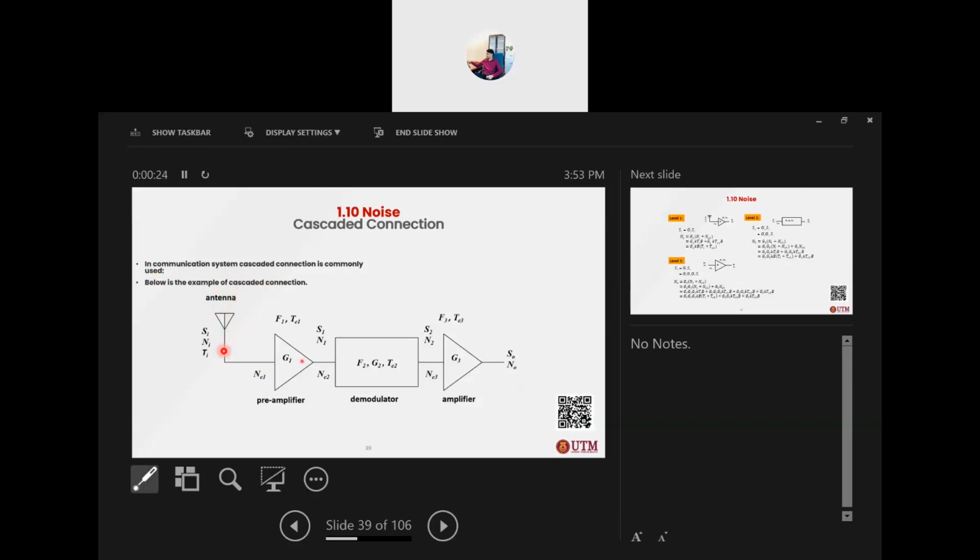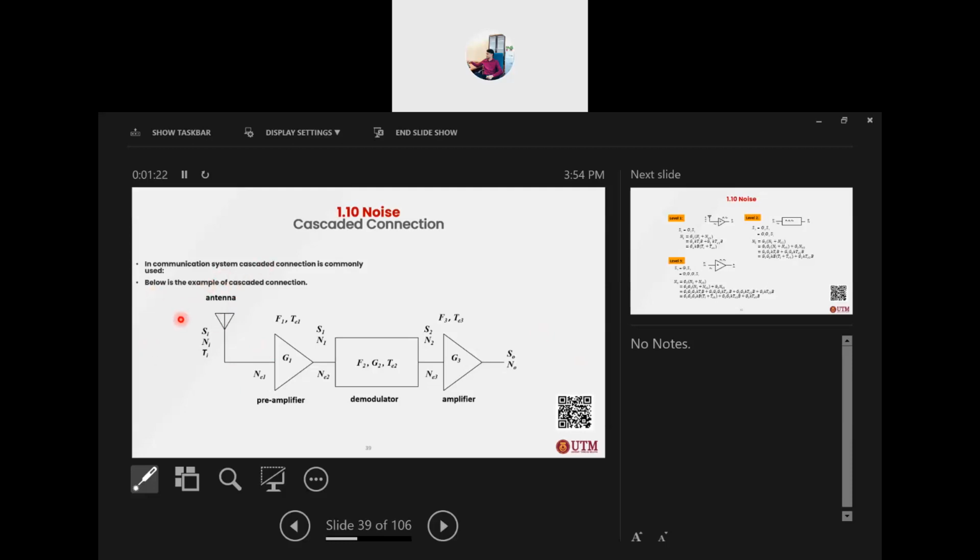If you see, we have an antenna at the front here. Can you guys answer me, is this a transmitter or receiver part? You answer me at the Telegram, at the Webex chat. If we have an antenna here at the beginning, is it transmitter or receiver? Oh, the majority say transmitter? Okay, this is actually a receiver.